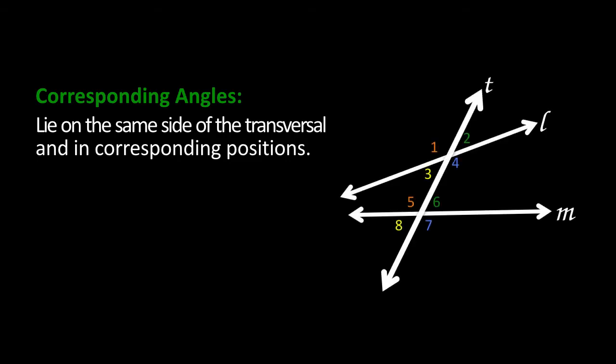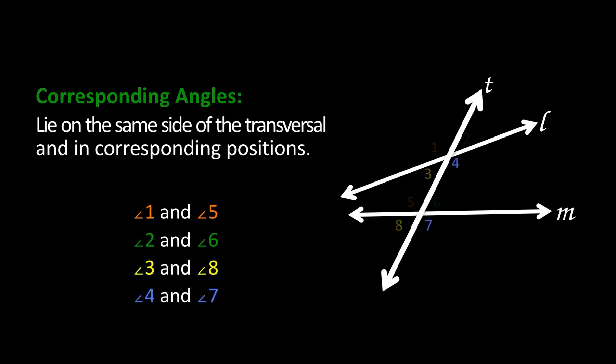So here's my line L, line M cut through by my transversal T. So first I have angle 1 and angle 5. Notice that they're on the same side and they're both in the same position with both of the lines. I also have angle 2 and angle 6, angle 3 and angle 8, angle 4 and angle 7. So with my corresponding angles, I was able to have 4 different pairs.